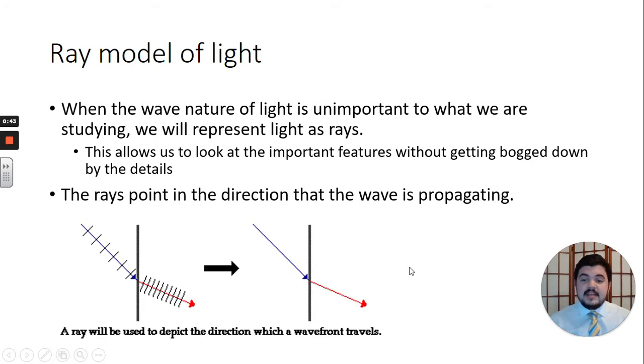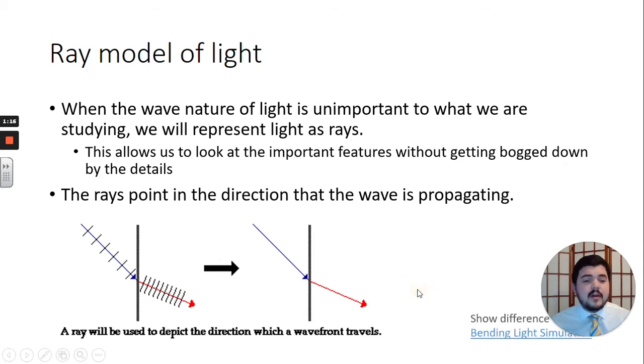So here is the idea. On the left, these lines represent the crests of an incoming wave, and the blue arrow is the direction of propagation of that wave. For reasons we'll talk about shortly, the light changes direction at this boundary. We can see that the waves here are getting more bunched up and moving in a different direction. So when we're just dealing with rays, we can drop the wavelengths and the wave crests, and we can drop the wave fronts.